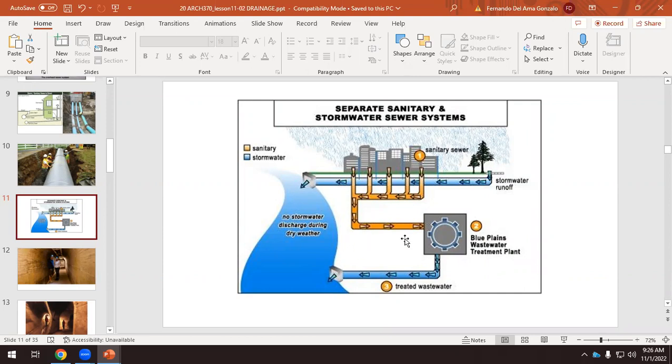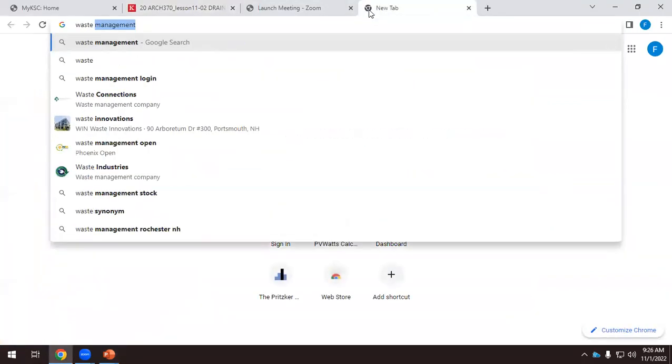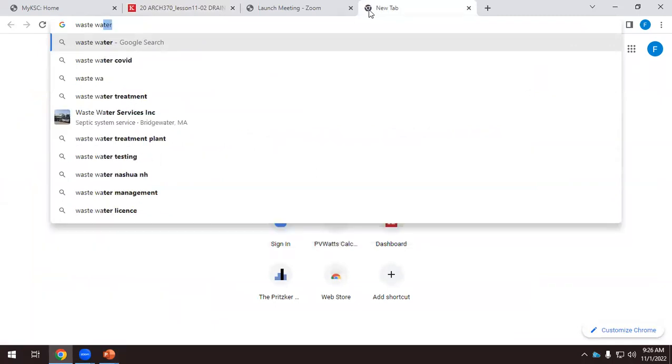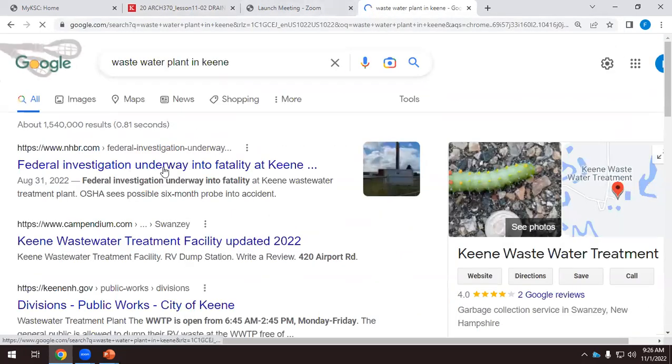Where is the wastewater plant in Keene? Interesting question. I think behind the airport. In the airport. Yeah, everything is at the airport.